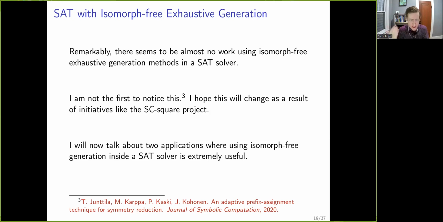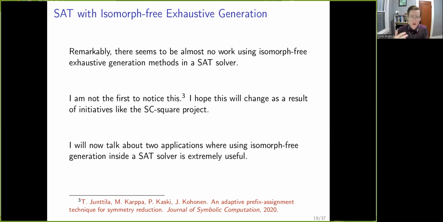I kind of scoured the literature looking for the usage of isomorph-free exhaustive methods in SAT solving. I found one paper from the Journal of Symbolic Computation in 2020, and they made the same point. So one of the goals of the tutorial, and of course the whole SC² project, is hopefully this will change, right? Hopefully the wisdom of the two communities is going to be absorbed by the other.